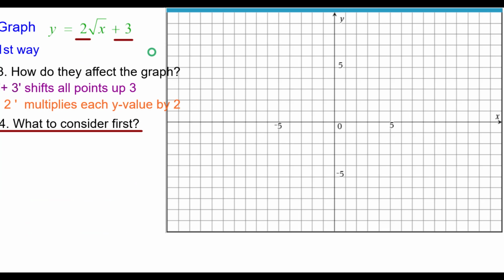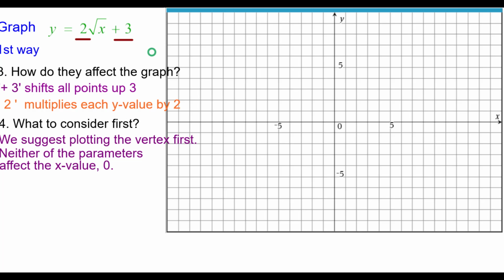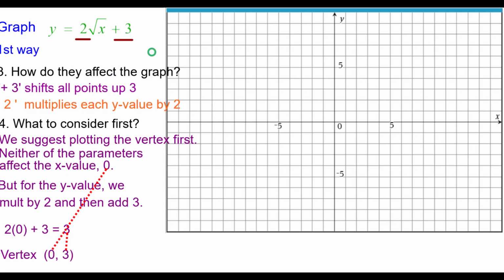But what do we consider first? Well, we suggest plotting the vertex of the radical graph first. Neither of the parameters is affected by the x value, which is 0, so that'll stay as 0. But the y value we need to multiply by 2 and then add 3. So our vertex is going to be at 0, 3, and we'll plot that.